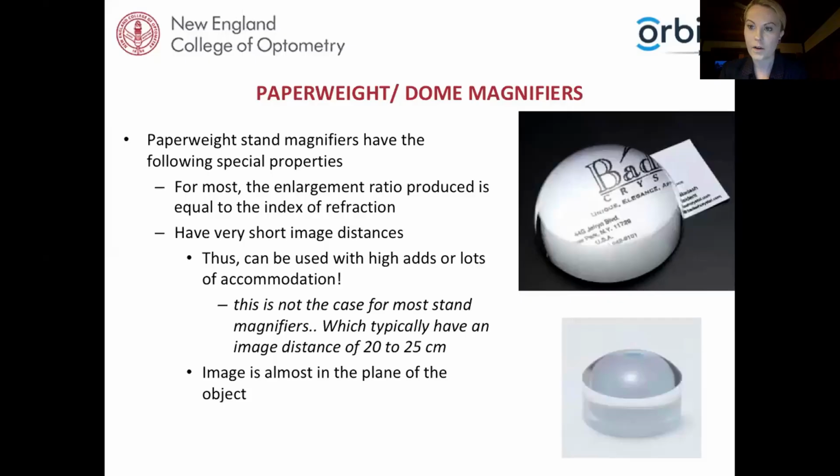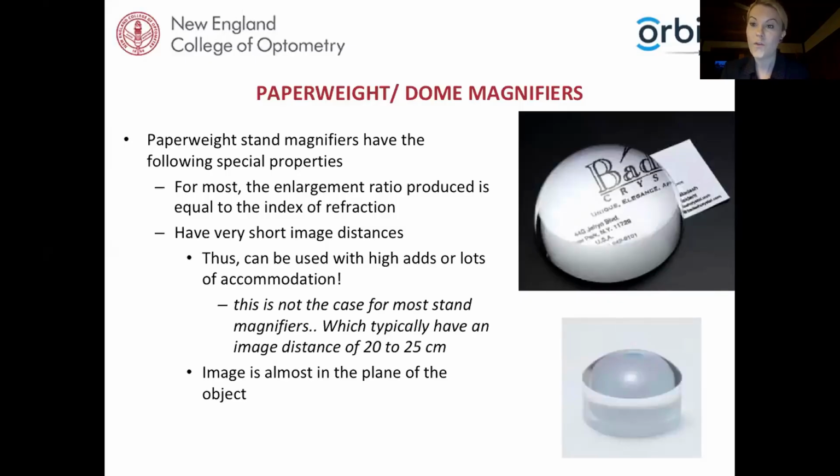And why are these commonly prescribed in kids? Well, they have some very special properties. Number one, the enlargement ratio is going to be equal to the index of refraction of the material because it's a hemisphere. Because it's a hemisphere, it has a very, very short image distance. In fact, the image distance is about the same distance as the object distance.